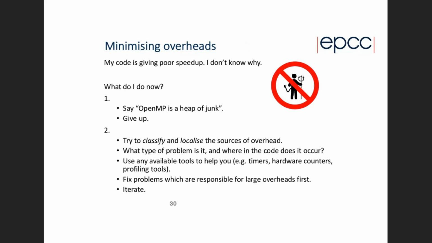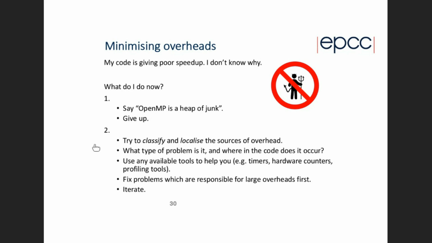Good. So can we have some overall strategy here? Well, yes. This is not really very different from what you would do for optimizing sequential code. In this situation where your code is giving poor speedup and I don't know why, what do you do now? I've convinced you and given you enough information that you don't take option 1 here. The approach that I would advocate is to try to classify and localize the sources of overhead.